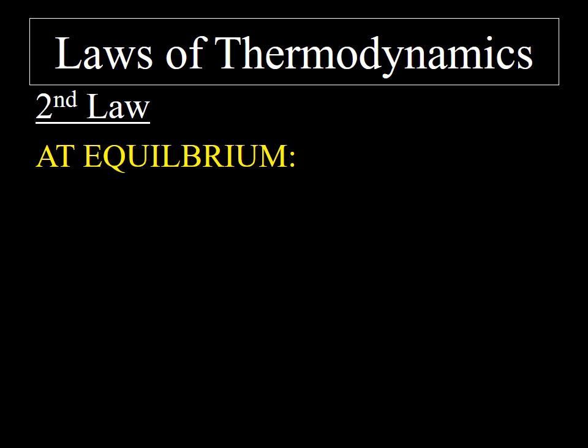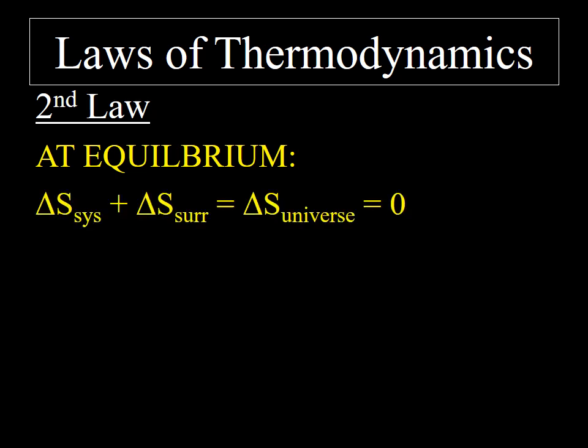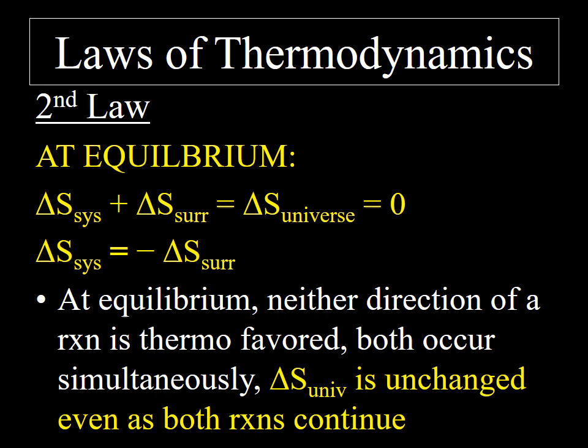So I mentioned equilibrium as a special point. Looking at that special point, here delta S universe actually equals 0. It's not greater than 0, it equals 0. And that will mean that delta S system equals negative delta S surroundings. What this is saying is that at equilibrium, neither direction of the reaction is thermodynamically favorable, which you already knew. At equilibrium, it's not going to shift left or right. You're at equilibrium. It's staying where it is.